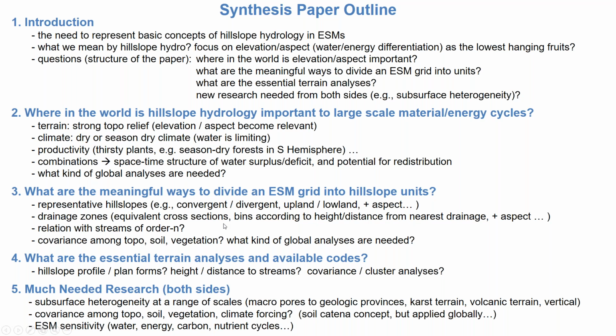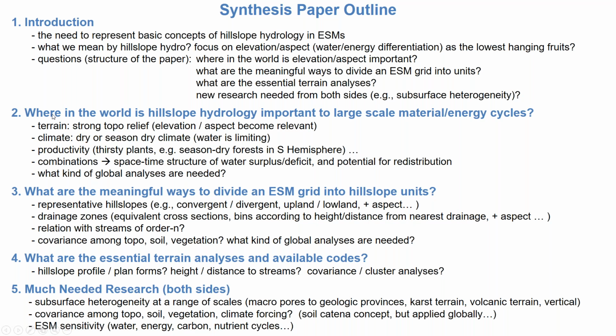Okay, so what kind of global analysis is needed? What are really the key questions here? I think this is not very clear. We know some anecdotal evidence that things are related, but we really need to step out and look at the global picture. And the fourth section is: what are the essential terrain analyses and available codes?